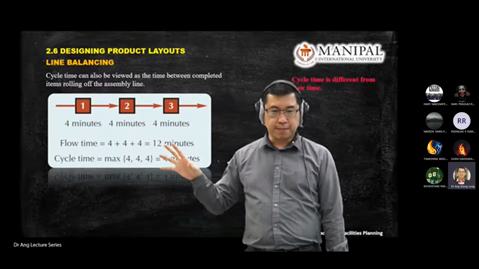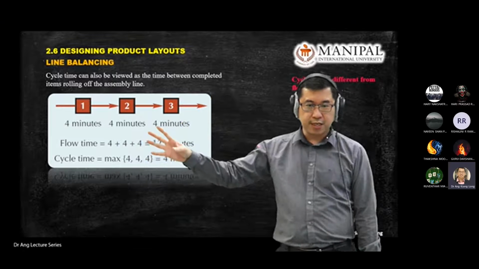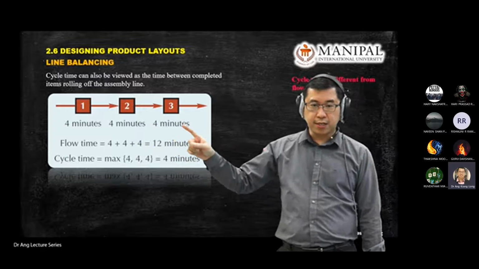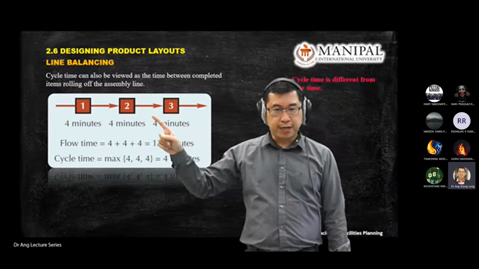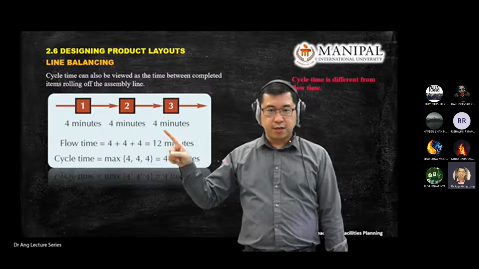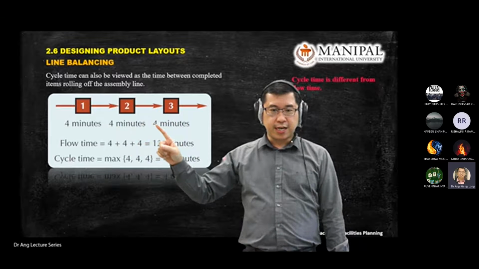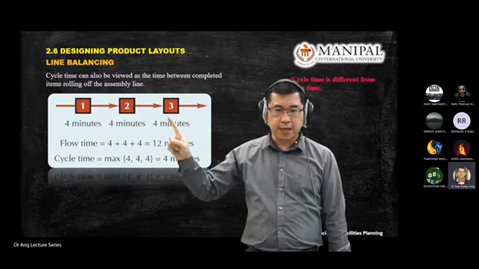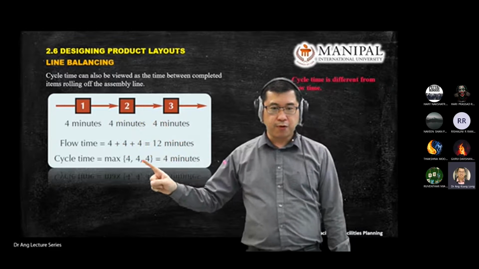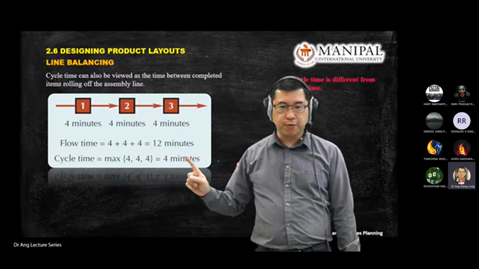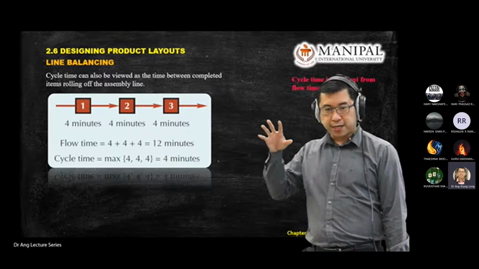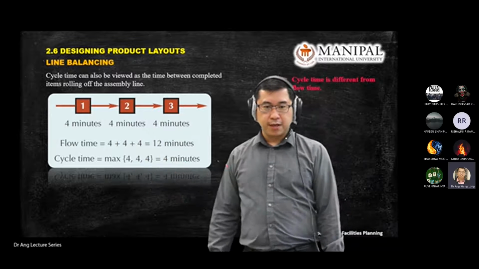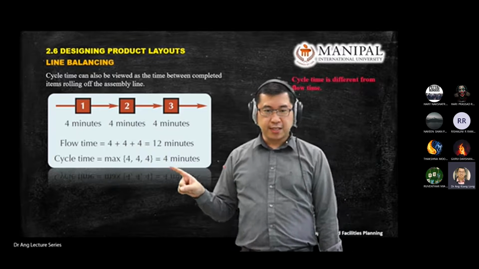In this example, maybe you didn't see the differences, but I need to highlight that one because the numbers used in the example are the same. But what happens if I change one of the stations? Let's say I change the last one: 4, 4, 1, so 4 minutes, 4 minutes, 1 minute. Cycle time for 4, 4, 1, you still get 4 minutes. Choose the maximum number in the production flow. Okay, this is the difference between cycle time and flow time.